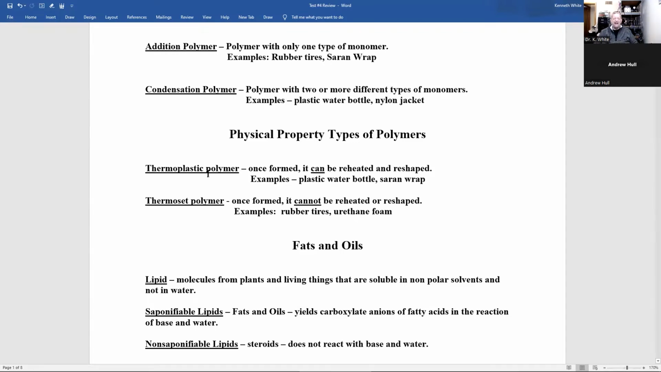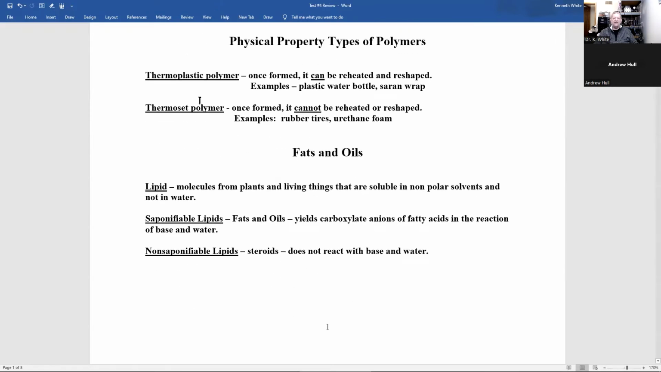Again, a thermoplastic polymer, once formed, can be reheated and reshaped. Examples of this are a plastic water bottle and saran wrap. Now, the other type is a thermoset polymer. This is a polymer that, once formed, cannot, and that's the important thing, it cannot, that's why I have it underlined, be reheated or reshaped.